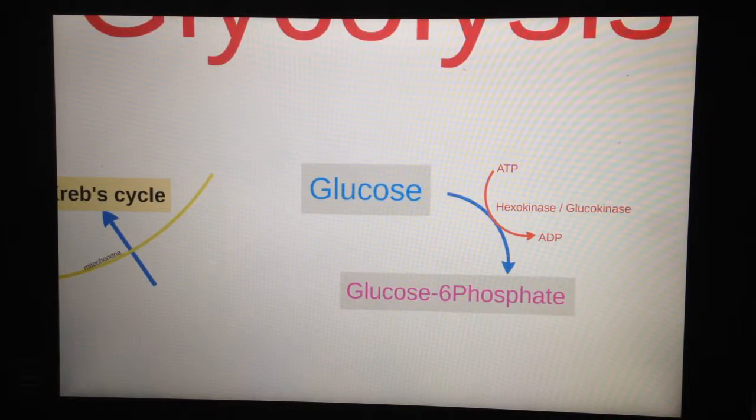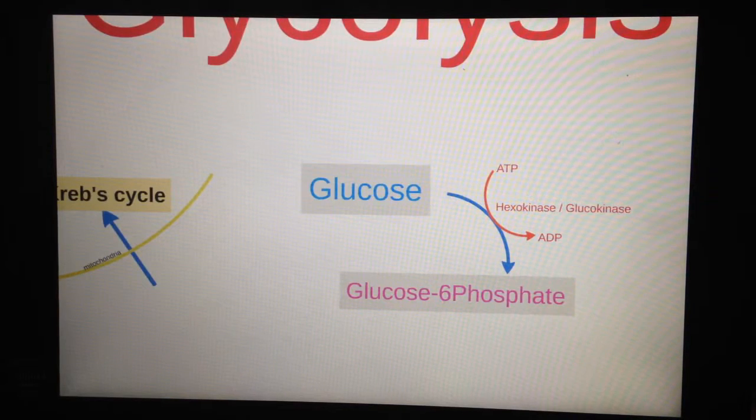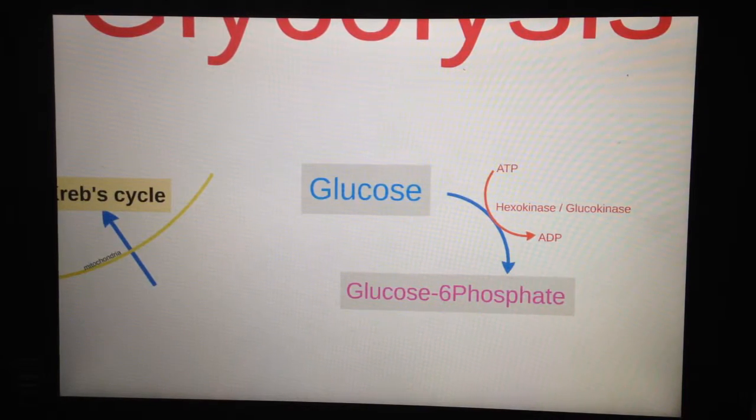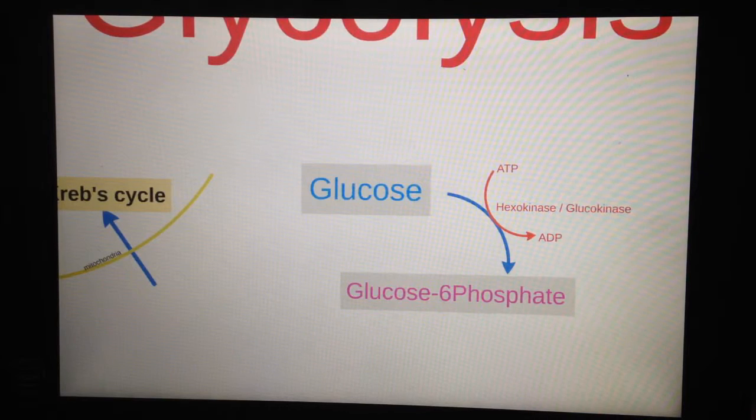It commits this glucose to entering glycolysis because the cell membrane doesn't have a G6P transporter, which means that once glucose gets transported through the cell membrane and is converted to glucose 6-phosphate, it can't leave the cell. So this glucose 6-phosphate has been committed, and G6P is like, okay, I'm ready to go into glycolysis. There's no turning back.